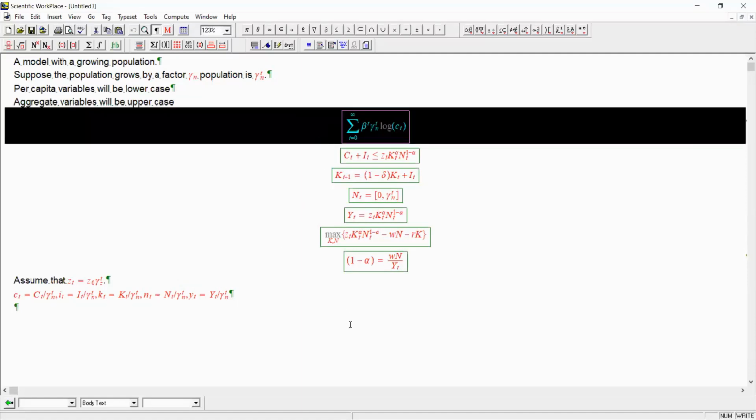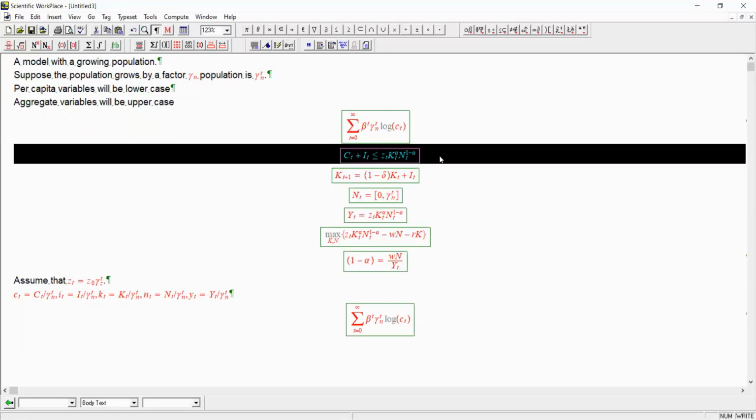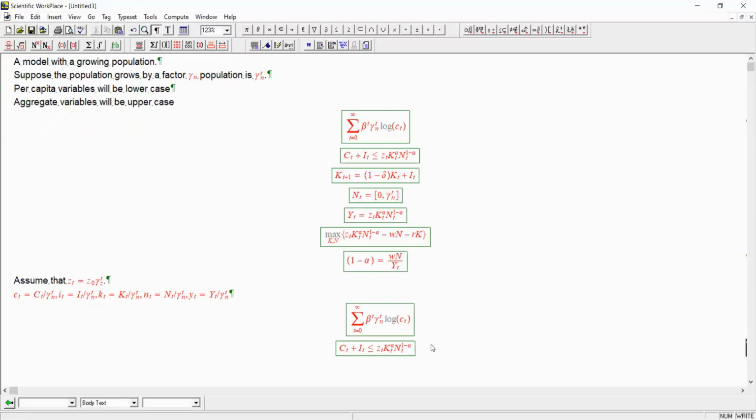So for this redefined problem, the utility function is the same. It's already in per capita terms. Next, we have to deal with the budget constraint, or feasibility. And so let's just start by dividing everything by the population.